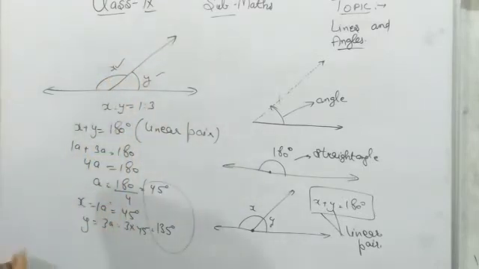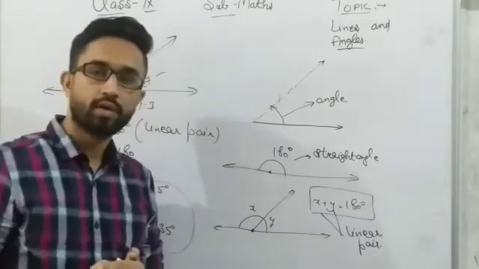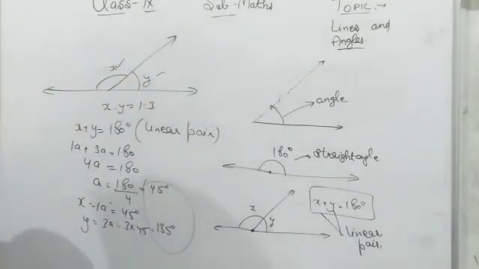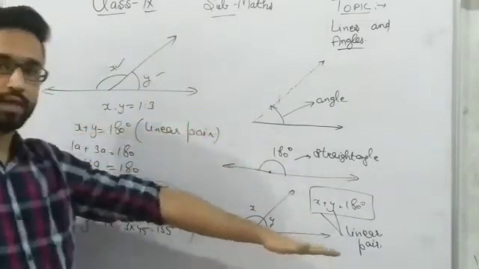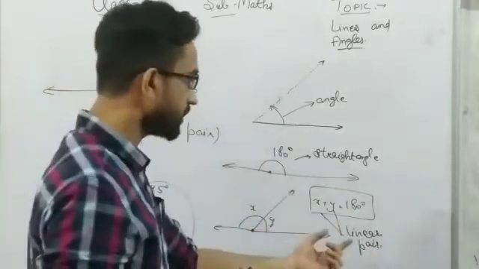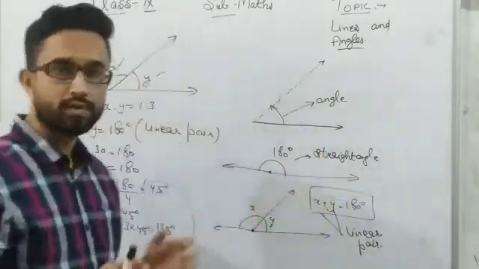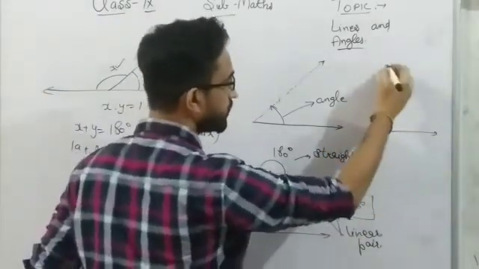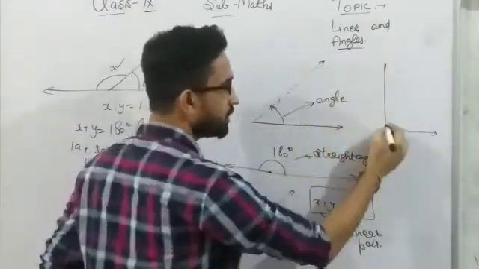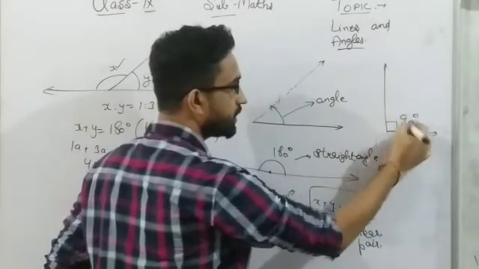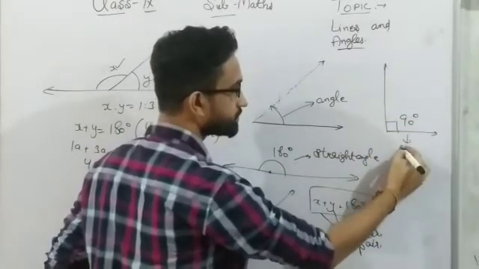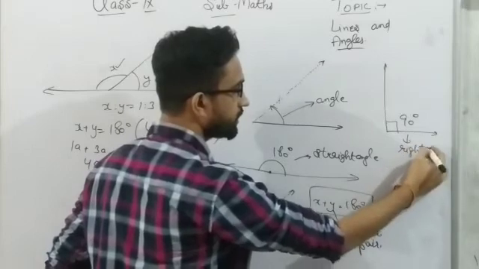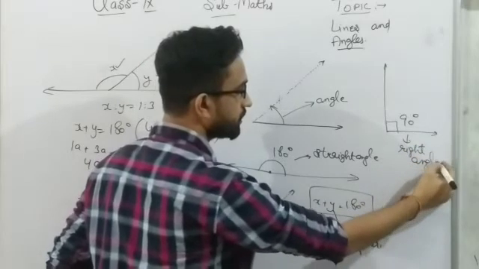So these kinds of questions we are going to study in this chapter, right? We have done what is the line, what is the angle, what is the linear pair, and what is the straight angle. Similarly, we have one more type of angle, that is a right angle. Then that is 90 degree. We call it a right angle. If our angle is 90 degree, we call it a right angle.